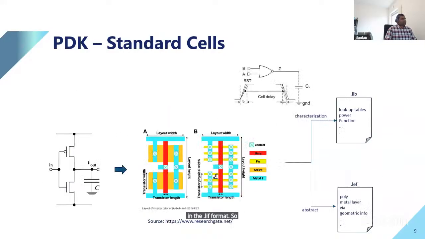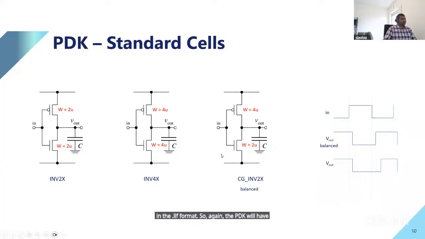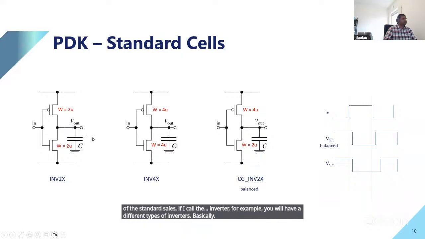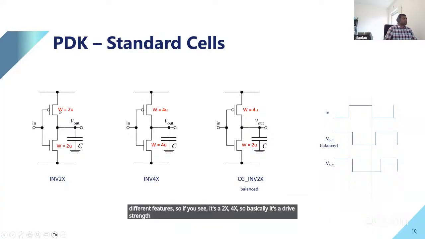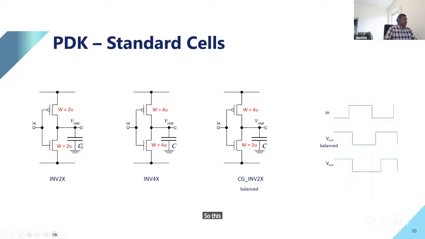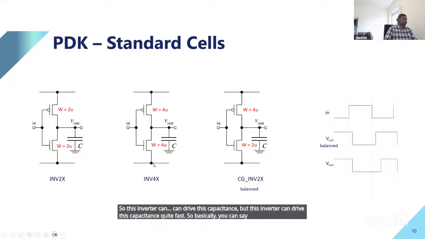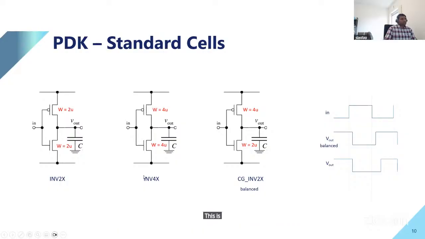Again, the PDK will have different flavors of the standard cells. If I call the inverter, for example, you will have different types of inverters. Basically, they are doing the same functional job, but with different features. If you see 2x, 4x, the drive strength is different. So this inverter can drive this capacitance, but this inverter can drive this capacitance quite fast. So you can say this is a fast inverter, this is a slow inverter. The inverted output may look like this.